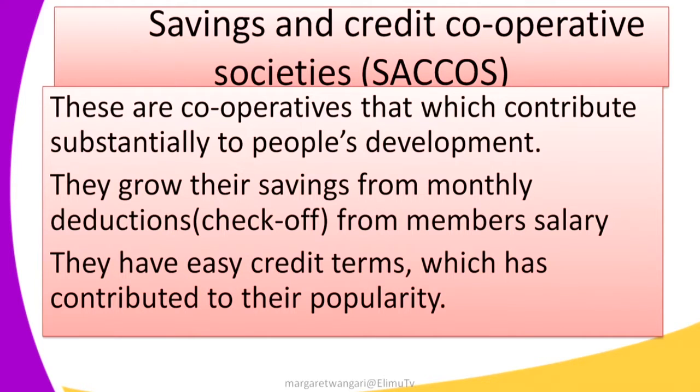For one to acquire a loan, you just need to be signed for. You are given an application form for a loan. Then you need to be signed for by a number of members, depending on the amount that you want. But if you go to banks, that is not the case. There are so many requirements that you need to fulfill before you get to acquire a loan from a bank.